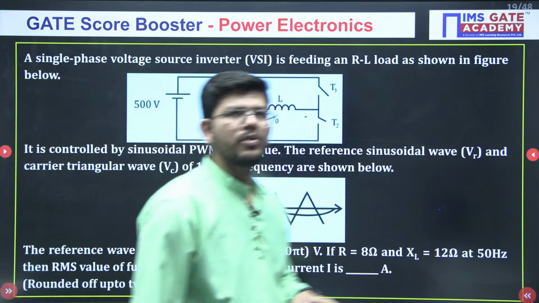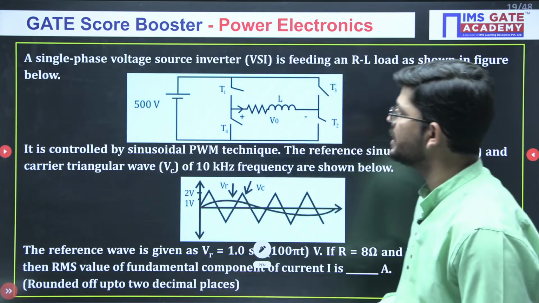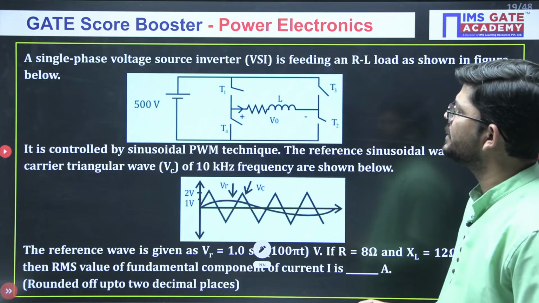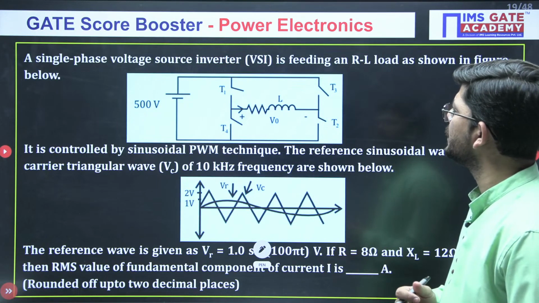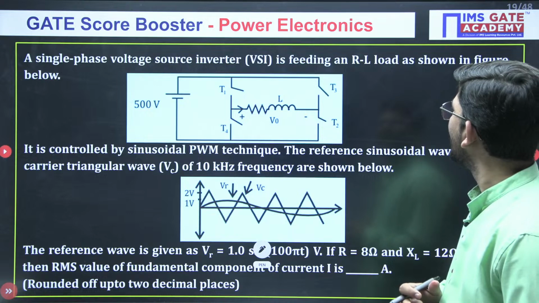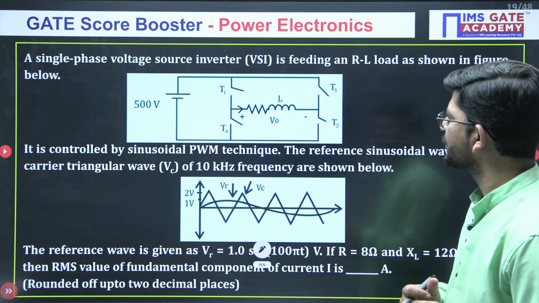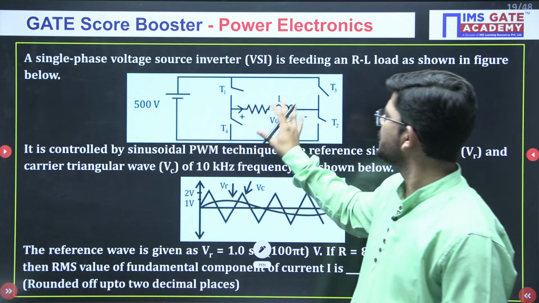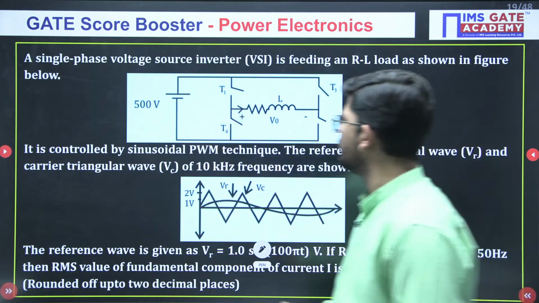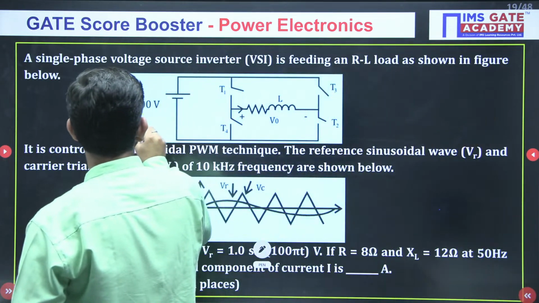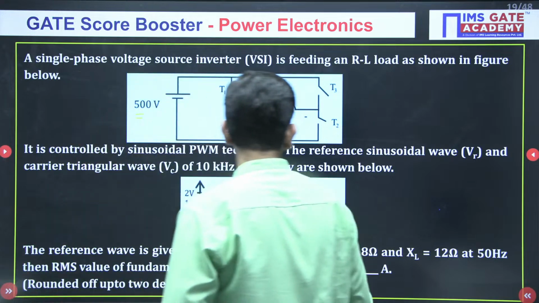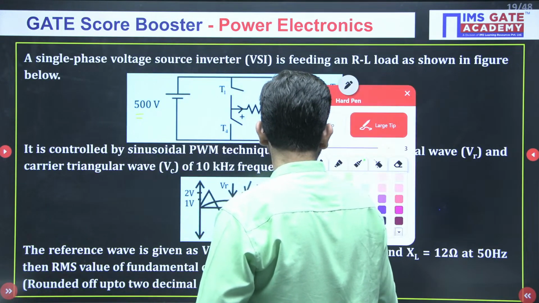Now just see this question, a very good question. What has been said in this question is, we have a single phase voltage source inverter VSI which is feeding an RL load as shown in the figure. So we have a single phase VSI feeding an RL load. This is the value of VS that we have, the source voltage.